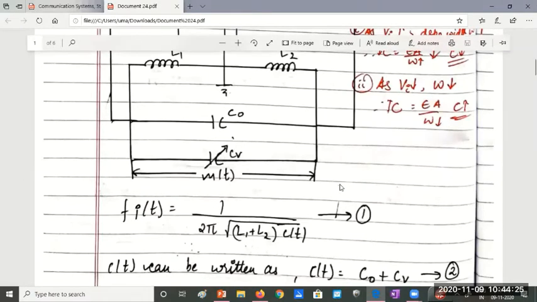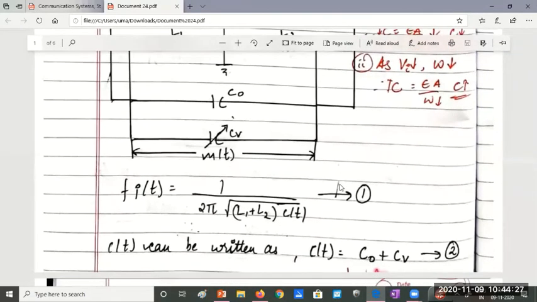Now, coming to the derivation. I think if possible, you note down. If not, I'll share this PDF. Okay, so listen carefully here. The instantaneous frequency of the oscillator is, for the Hartley oscillator, all of us know the equation: 1 by 2 pi root LC, right?